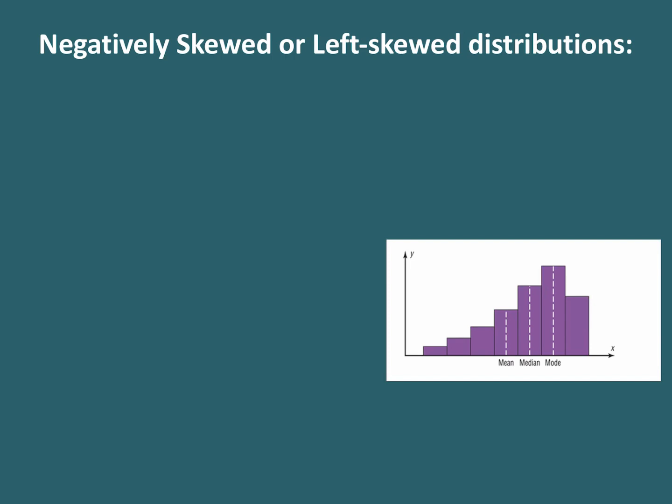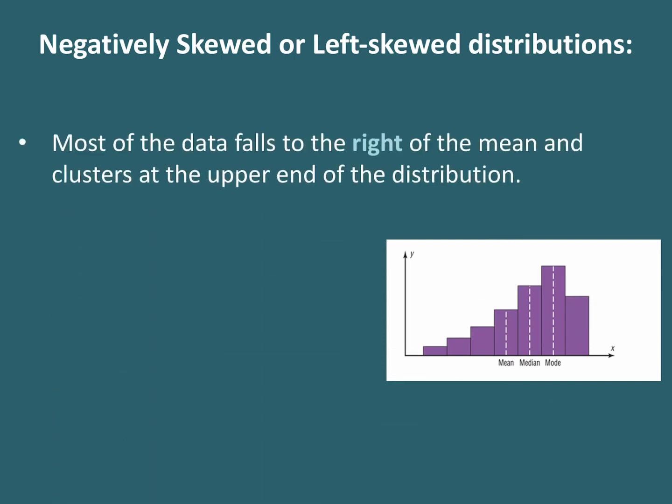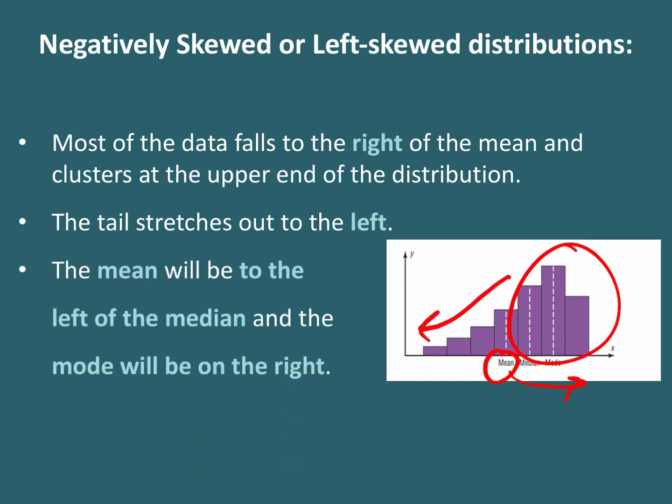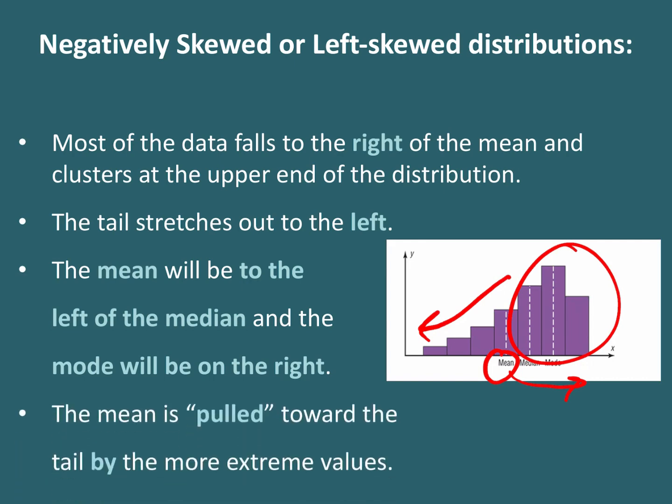For negatively skewed or left skewed distributions, you'll find a similar result. Simply changing left and right, we end up getting that most of the data falls to the right of the mean. Again, notice that you have the mean here. Most of our data is this way, as indicated by the tall vertical bars. The tail stretches to the left as it tails off. The mean will be to the left of the median, and the mode will be to the right of the median. And finally, the mean is pulled towards the tail with more extreme values.